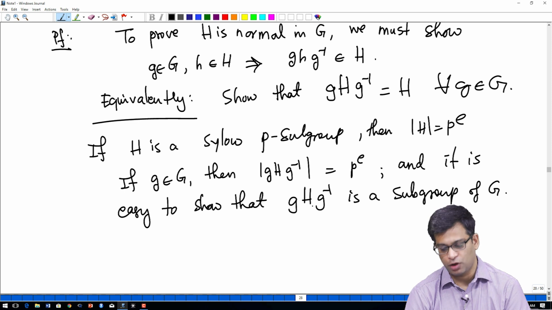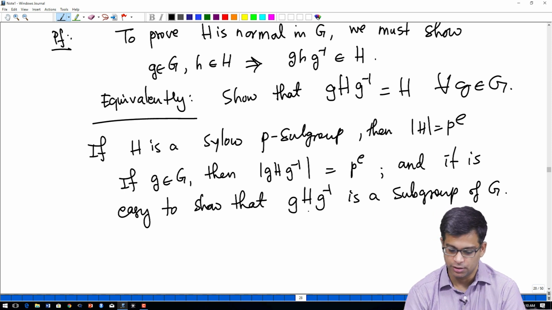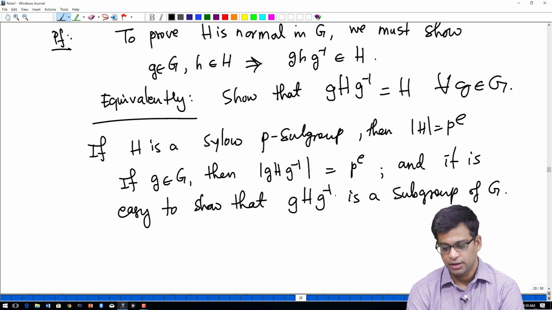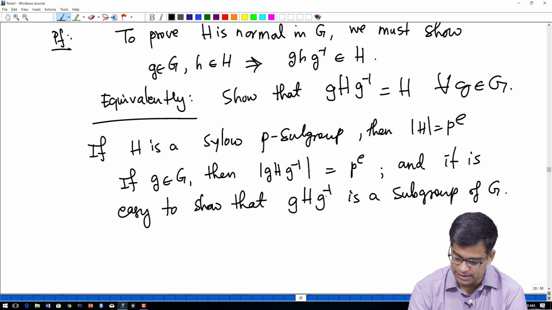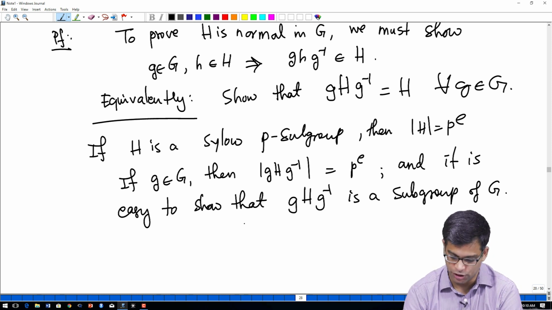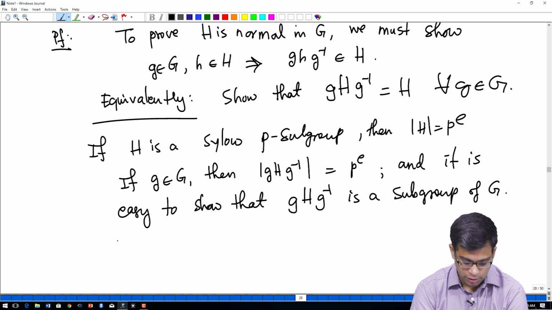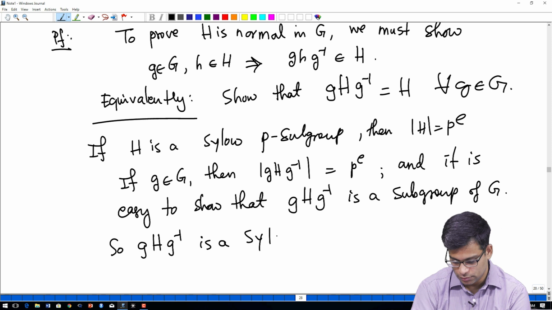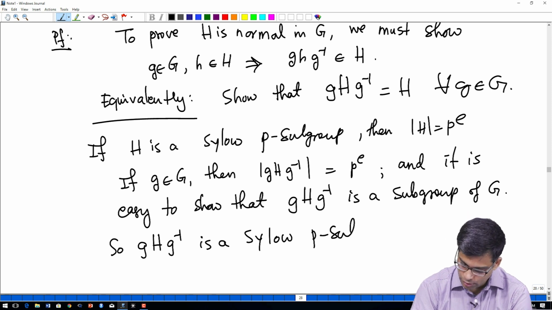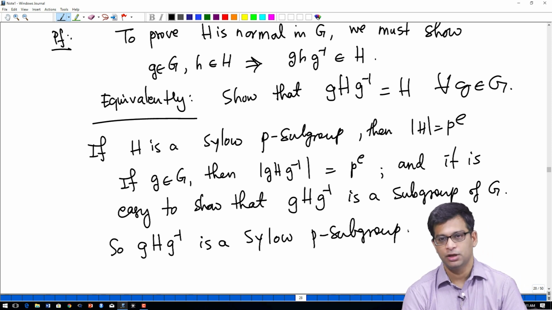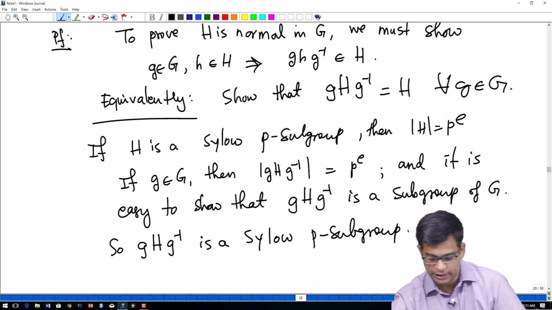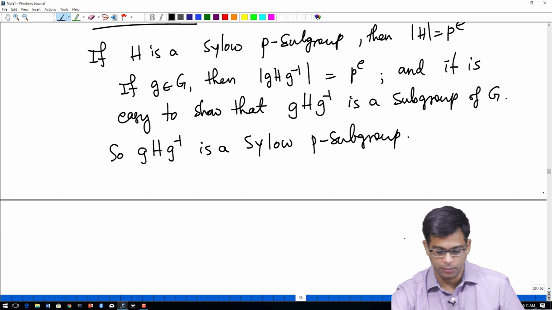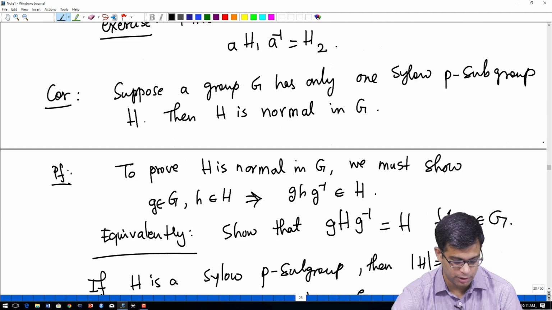g times e is in H. So, g times e times g inverse is e, and for any two things like this, their product is also a thing like this, and the inverse is also a thing like this. So, it is an easy exercise to show that g H g inverse is a subgroup of G and it has p to the e elements. So, g H g inverse is a Sylow p-subgroup. Remember, Sylow p-subgroup is a fancy term for just a subgroup of order p to the e. g H g inverse is a Sylow p-subgroup because it is a subgroup and it has order p to the e. But what was our assumption in the corollary?